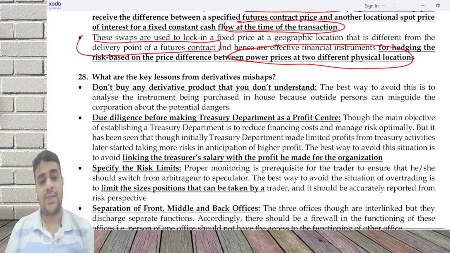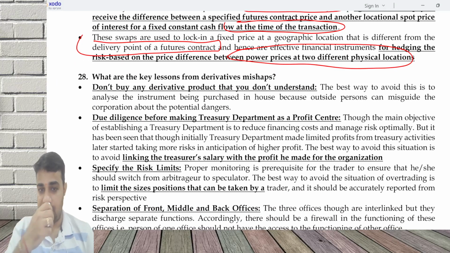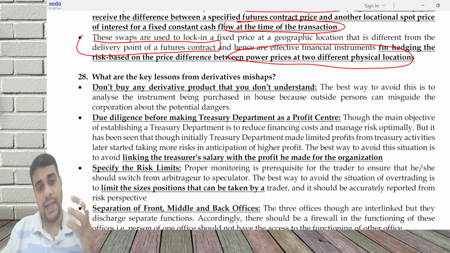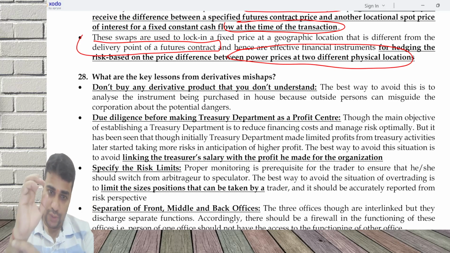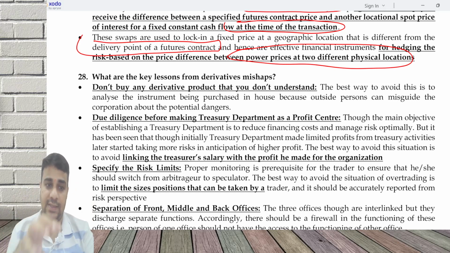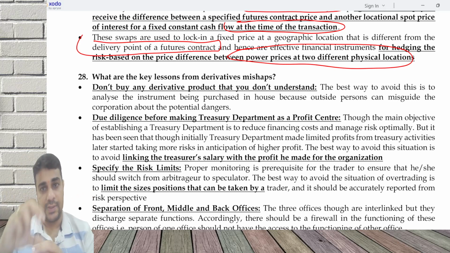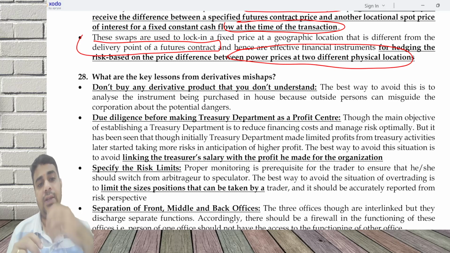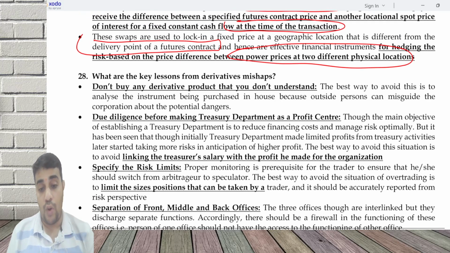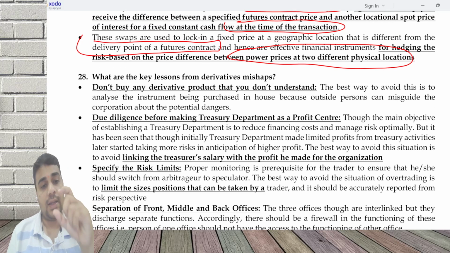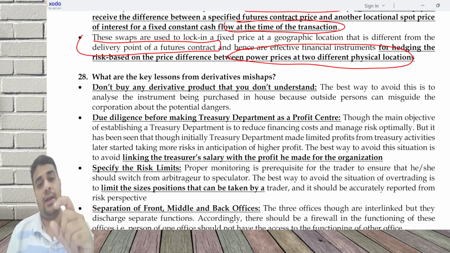Now, last thing, what are the key lessons from derivative mishaps? I don't see any MCQ getting generated from here, but this is an excellent point that derivatives are very, very risky instruments. I would want you to read the entire ICI study material because there are a lot of case studies they have given. Every point, don't buy any derivative product that you don't understand. There is some extra information. There was a case study. If you read that case study, you will get more clarity. I'm just going to write these points. These are the key lessons. But I would want you to read it so that you get clarity on what exactly is being talked about. There's a case study, maybe two or three paragraphs, on what has happened and what went wrong.